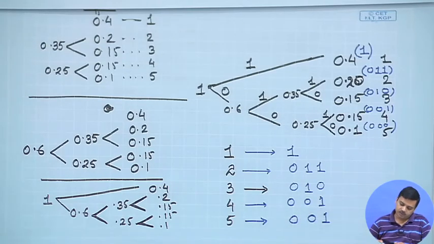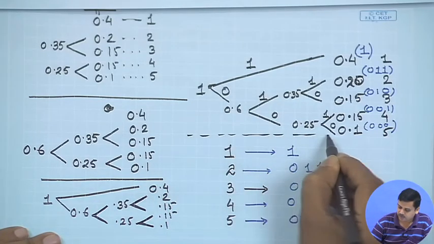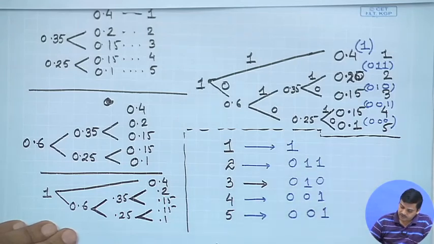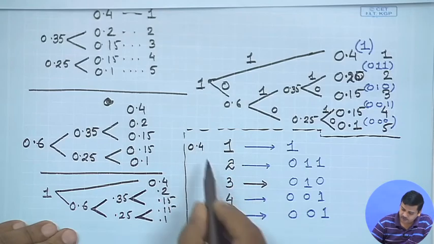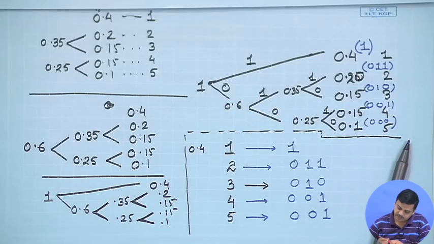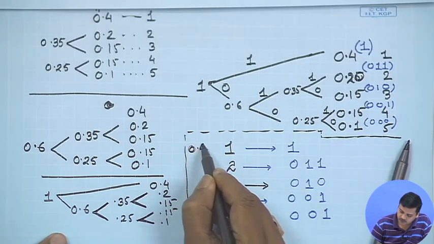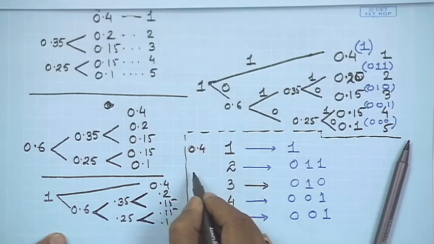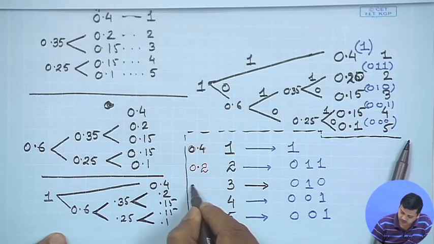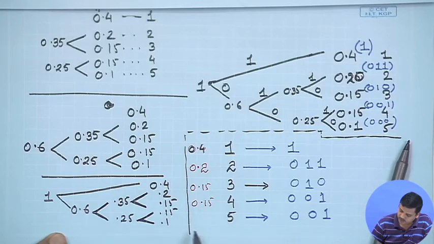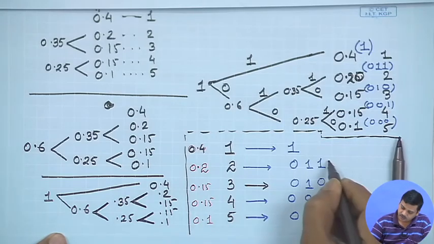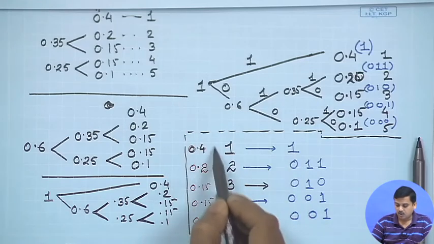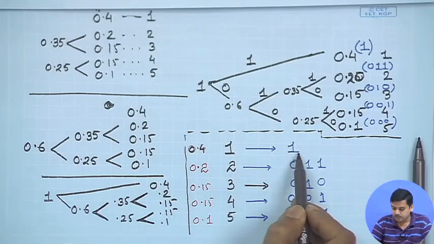Now, if we analyze this code, let me draw a margin to separate these areas. Once we have this, what we find is that symbol 1, which had a probability of 0.4, the highest probability, is getting the lowest code word length. So, the symbol which has the highest probability gets the lowest code length, as per our earlier description as well. Symbol 2 has a probability of 0.2, symbol 3 has a probability of 0.15, which is close to that. All of these have a code word length of 3, and that is quite okay. The highest occurring symbol has the lowest code word length.